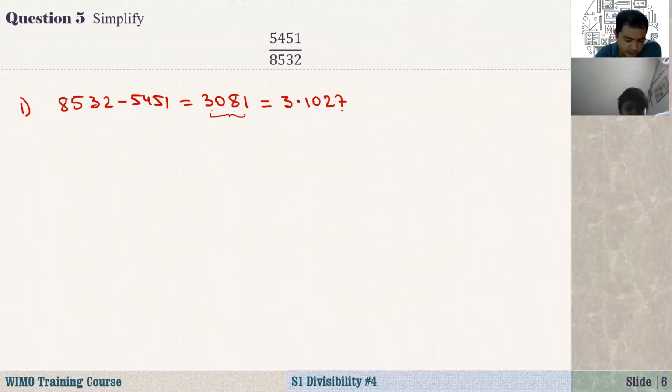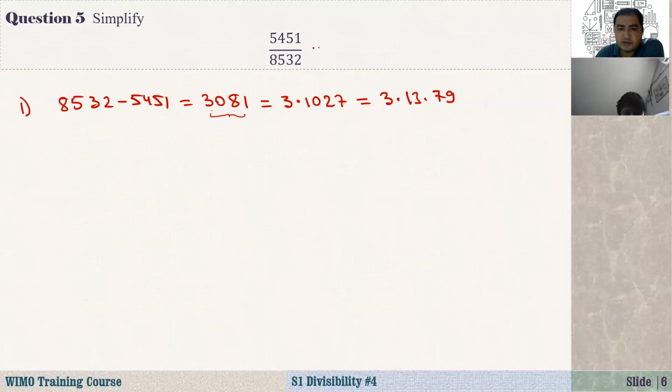1027, it's not divisible by 7. For example, let's say 11. No. How about 13? If you divide 1027 by 13, it is divisible by 13. So I can write it as 3 times 13 times 79. So number one, I know that these two numbers are divisible by 3.